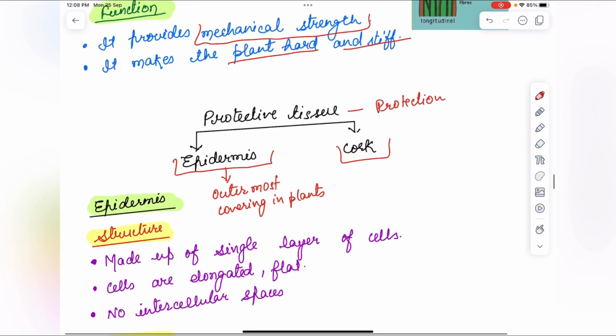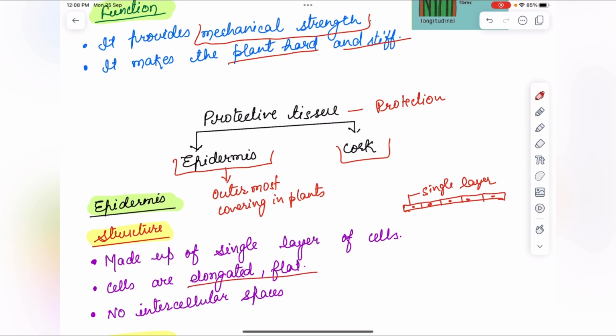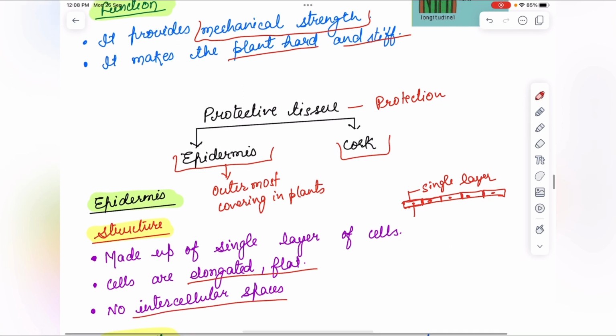We'll see the structure of this epidermis, made up of a single layer of cells. See, the outermost covering will be made up of this epidermis. So it will form a single layer of cells. Cells are elongated and flat. See, these cells will be elongated and flat. No intercellular spaces will be present. So there will be no intercellular spaces in between.